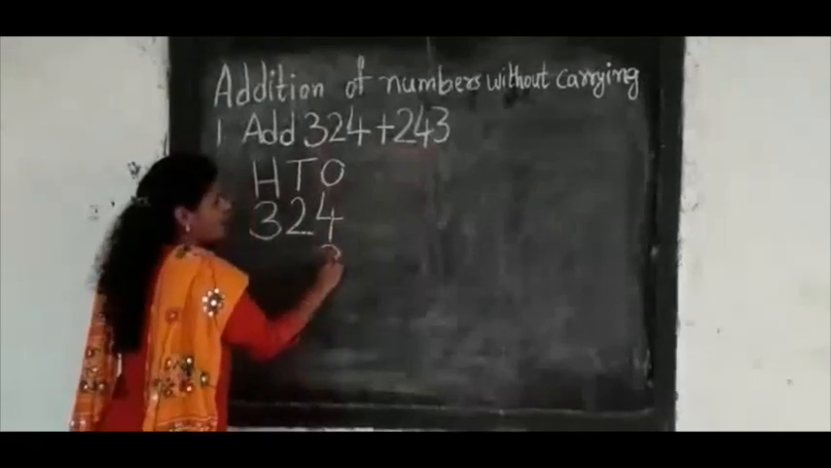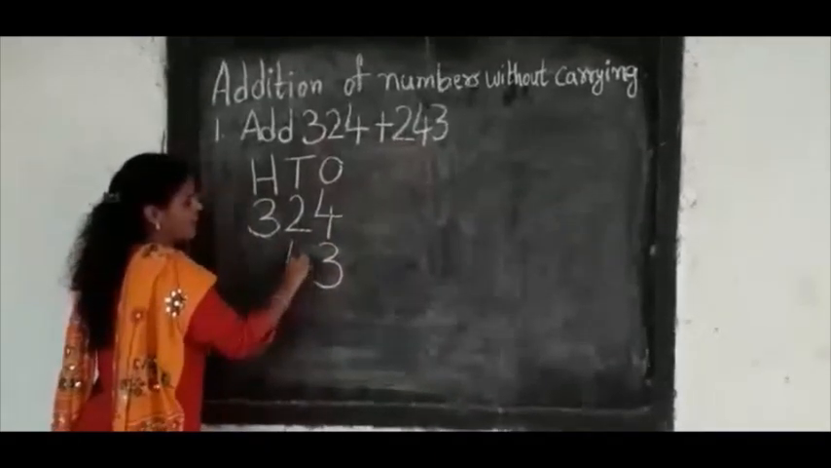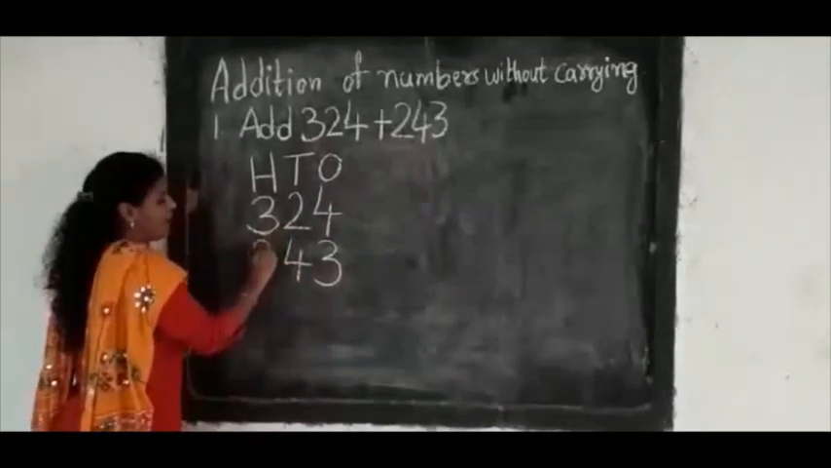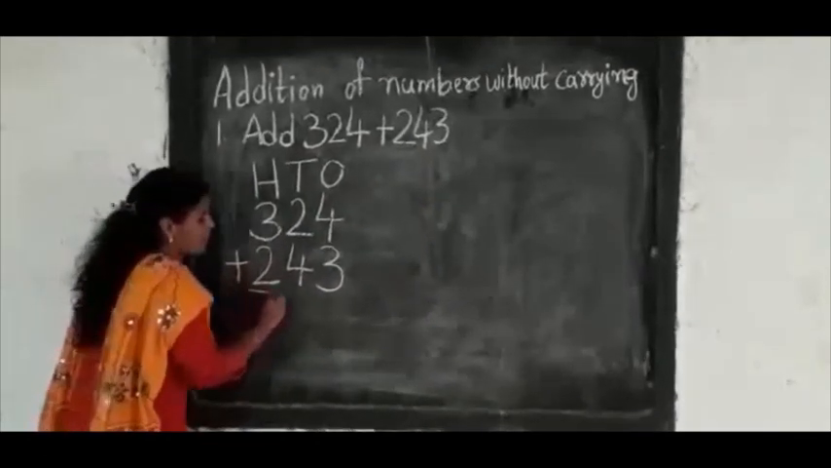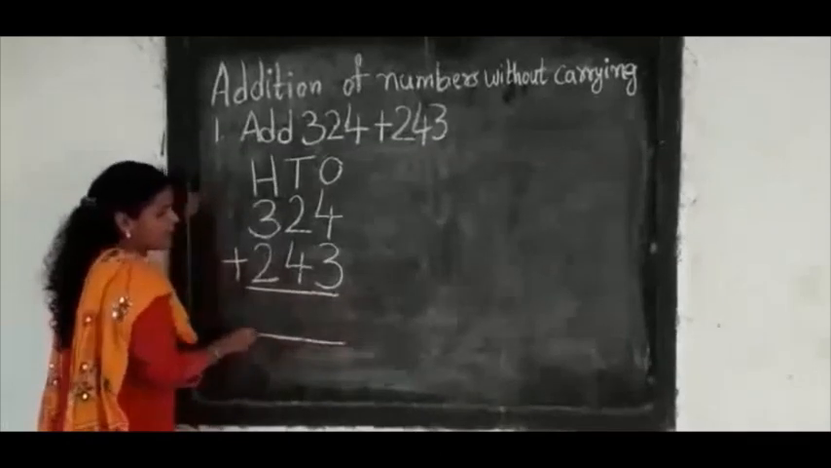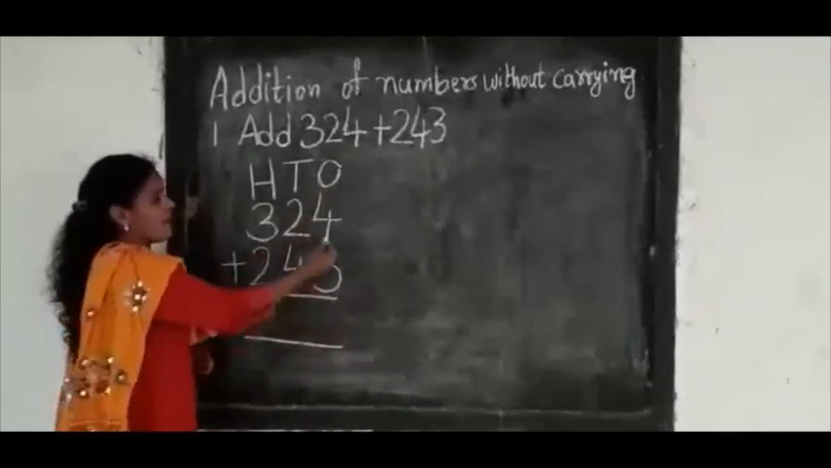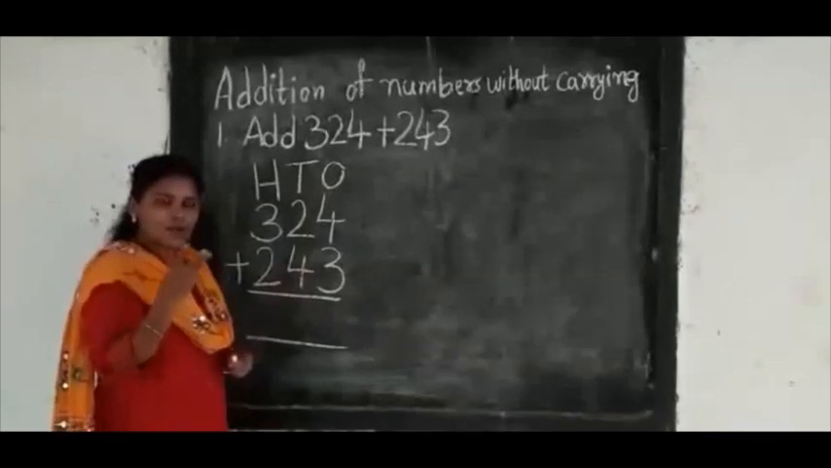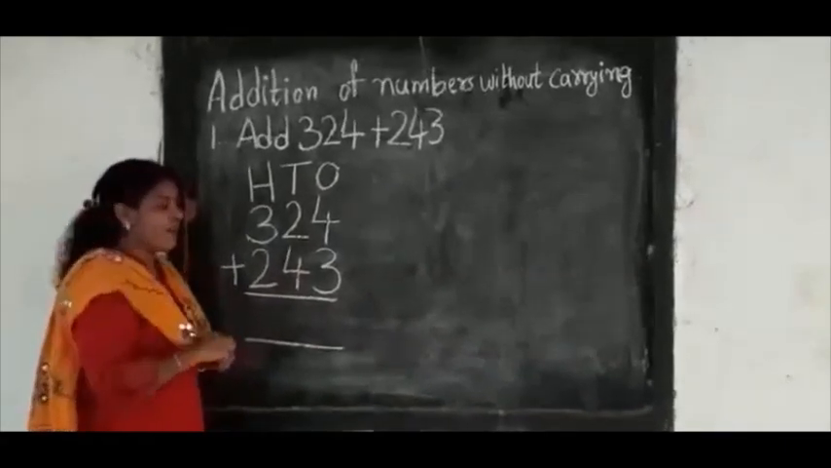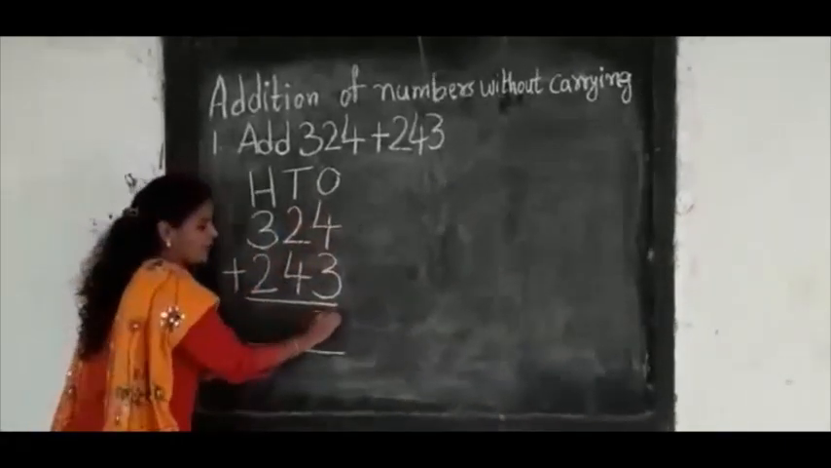243, right? 3 in ones place, 4 in tens place, 2 in hundreds place. Put the symbol of addition. As we have already learned, addition always starts from the ones place. In ones place we have 4, 3. Keep 4 in your mind, 3 on your fingers. 4 after, 5, 6, 7. Write 7 in ones place.